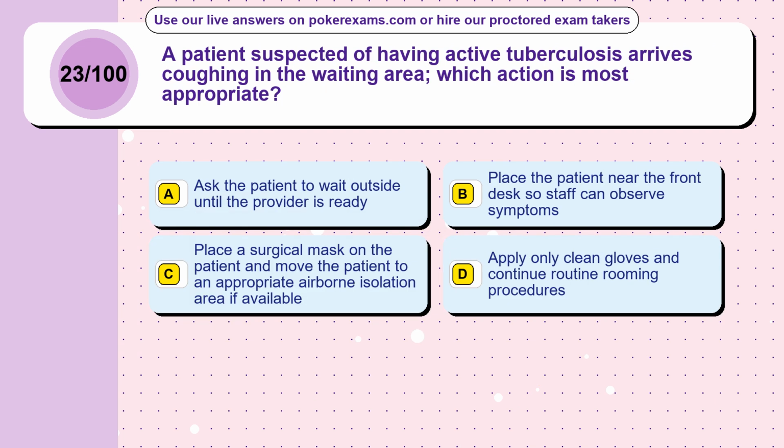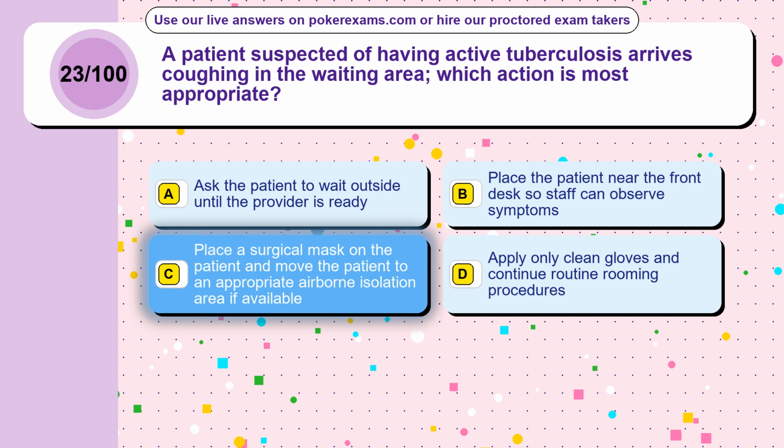Question 23. A patient suspected of having active tuberculosis arrives coughing in the waiting area. Which action is most appropriate? Option A. Ask the patient to wait outside until the provider is ready. Option B. Place the patient near the front desk so staff can observe symptoms. Option C. Place a surgical mask on the patient and move the patient to an appropriate airborne isolation area if available. Option D. Apply only clean gloves and continue routine rooming procedures.